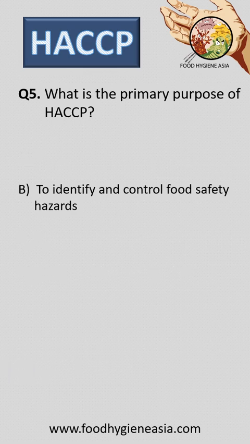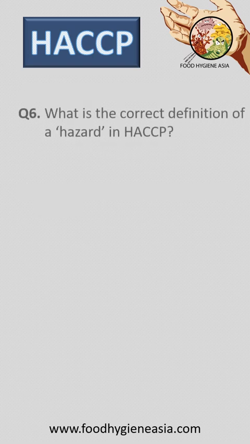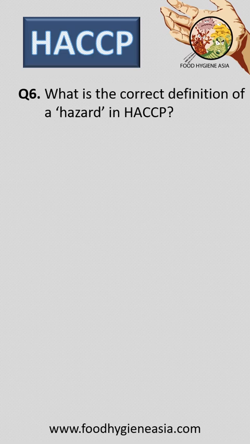The correct answer is B. To identify and control food safety hazards. Question 6. What is the correct definition of a hazard in HACCP?